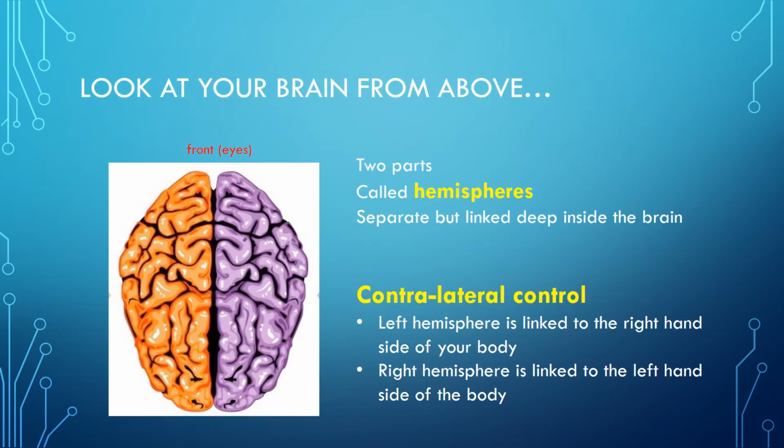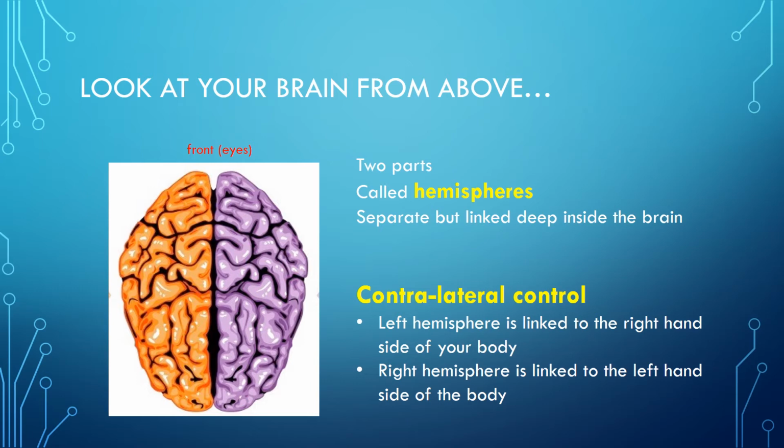The brain's actually divided into two halves. It's not really purple and orange, that's just there to show you. The two parts are called hemispheres. A sphere is a ball-like shape, a hemisphere is half a ball-like shape. And they're actually joined deep inside the brain at an area called the corpus callosum. But the majority of the top of the brain is separate.